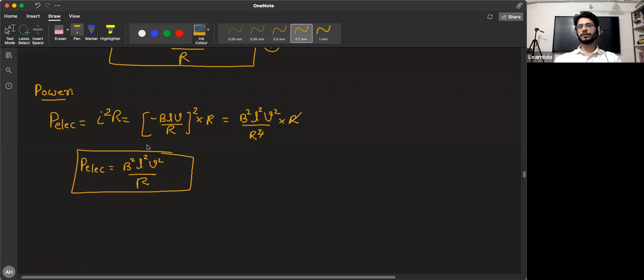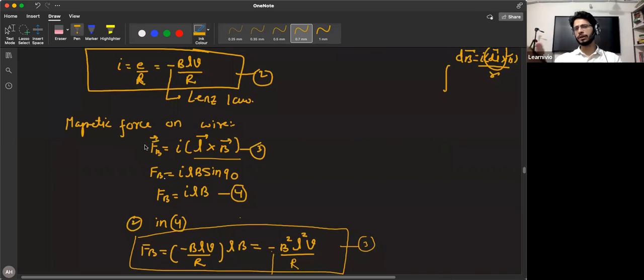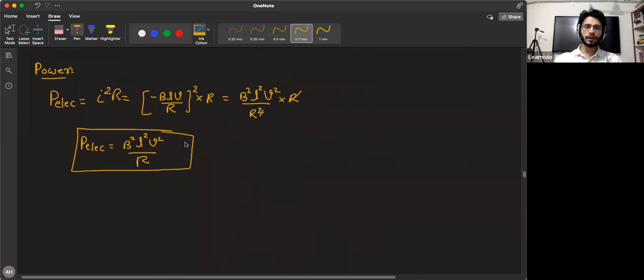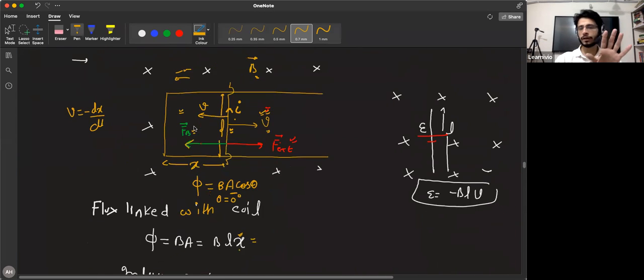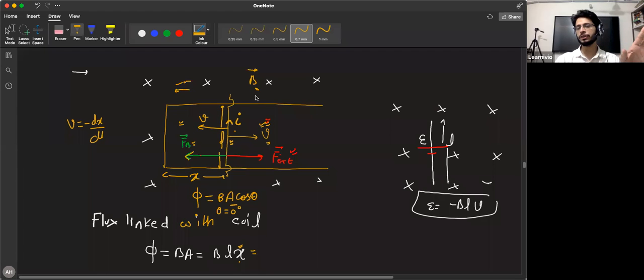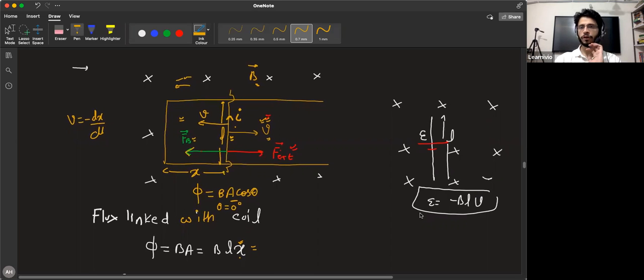Now, what is the source of this electric power? See, we can't create power. Power means energy per unit time. If I'm saying power, I'm saying energy in unit time. So from where does this electrical energy come? See, initially your system does not have current, so initially your system does not have electrical energy. But when this conductor moves, some current comes into the system and some electrical power is also there. So what is the source of that electrical power? We cannot generate power, we cannot create energy. So what is the source of this electric power?